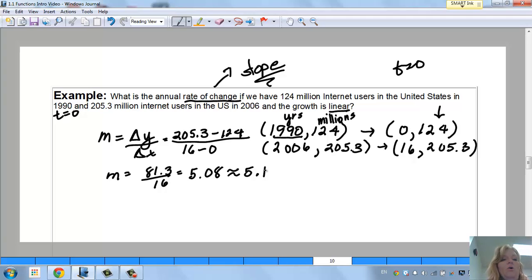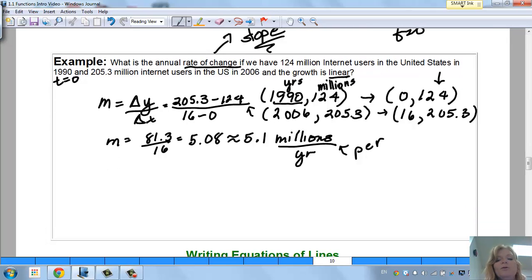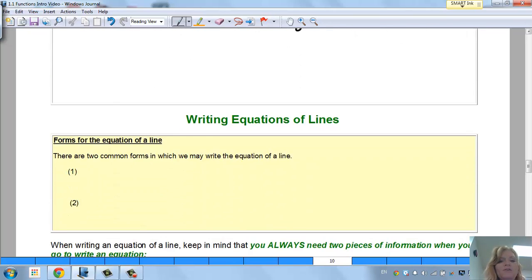Now I need to know what the units are. So if you label it, isn't the millions on the top and the years on the bottom? And this line, the line stands for per. So it's going to be millions of people per year, because you've labeled it and the millions, and this stands for the word per. So basically you're saying, oh, that grew about 5.1 million people per year. Okay? I always tell everybody, if it purrs and it's not a kitten, it's a rate. So there's a rate. Okay? So now you see how I did the units.